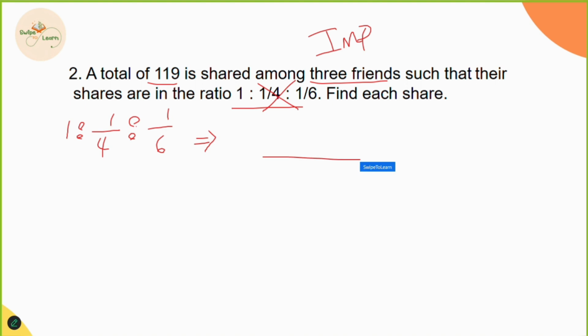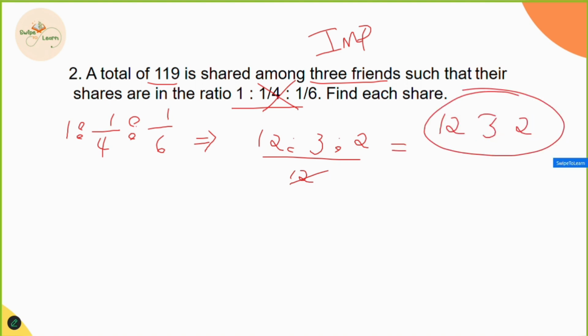By taking an LCM. LCM of 4 and 6 becomes 12. So 12 is to 3 is to 2. So the 12 gets cancelled always and we find the ratio as 12 is to 3 is to 2. So this is the ratio. Now we need to divide 119 in this ratio.